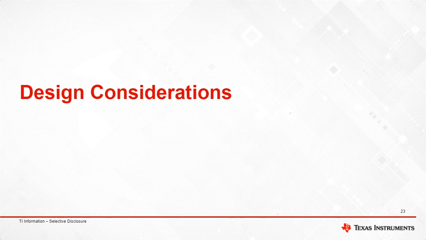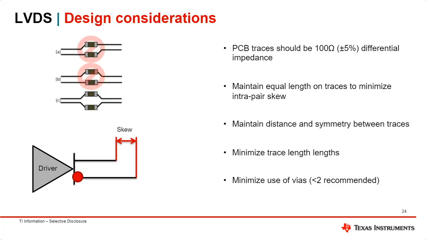Okay, so some design considerations, starting with LVDS. When implementing LVDS, PCB traces should be 100 ohm characteristic impedance. It's also important to maintain equal length and symmetry between the differential traces to avoid any inter-pair skew that could be added. If possible, minimize trace lengths as much as you can and minimize the use of vias. TI recommends less than 2.